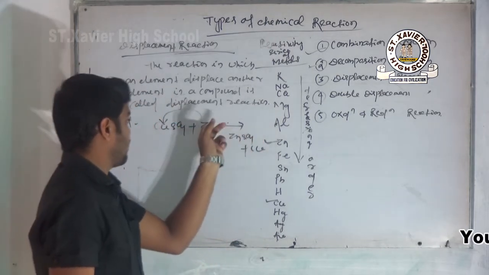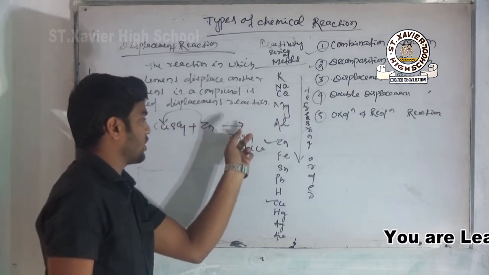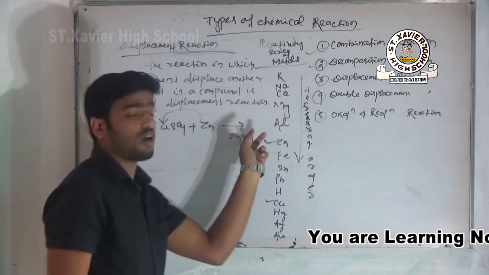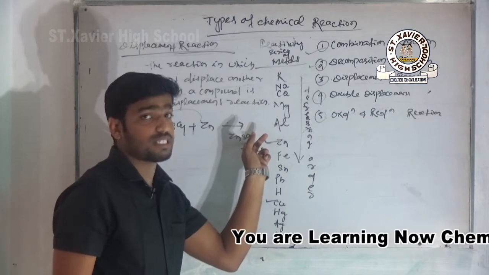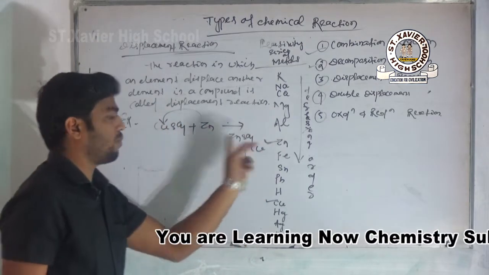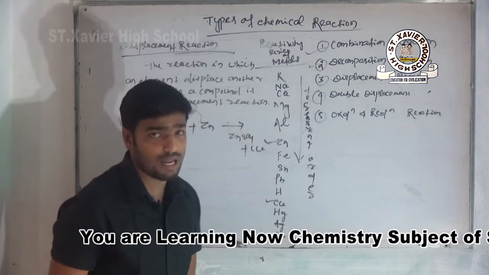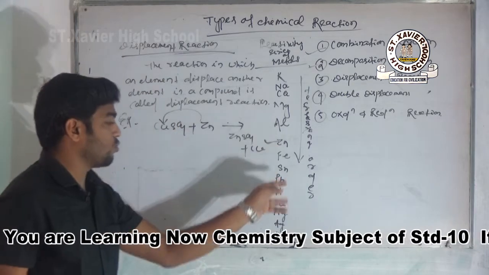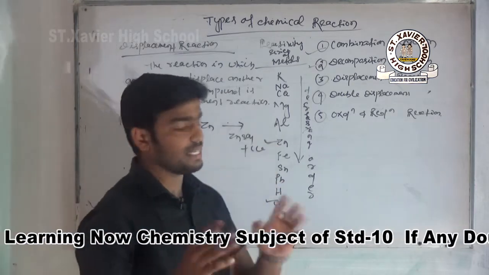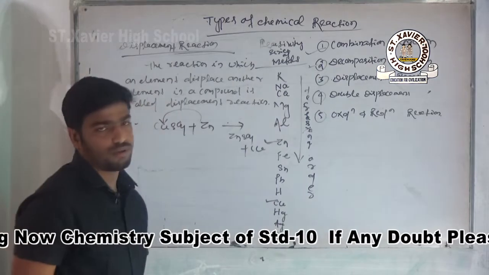That means in place of copper we can write zinc. That means the compound will be zinc sulfate, ZnSO4, that is zinc sulfate plus copper. Why will this happen? Because zinc is more reactive than copper, so it can easily displace copper from its compound.